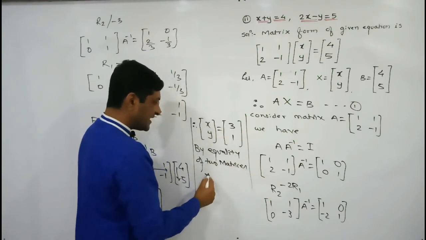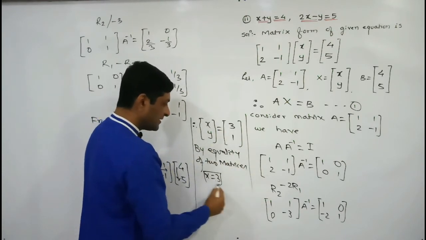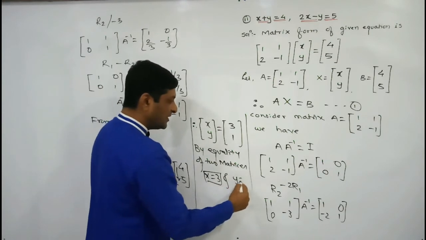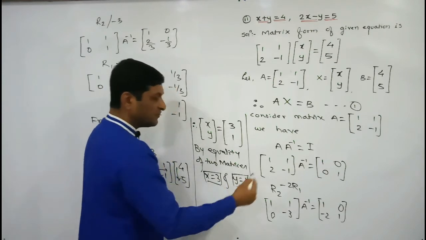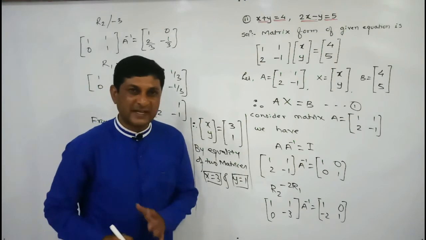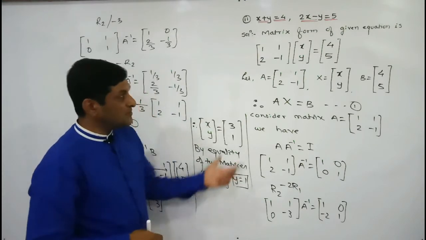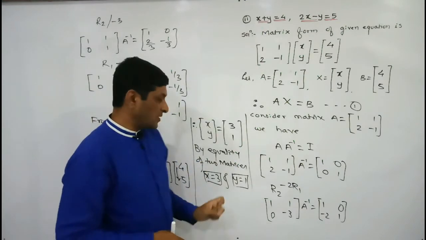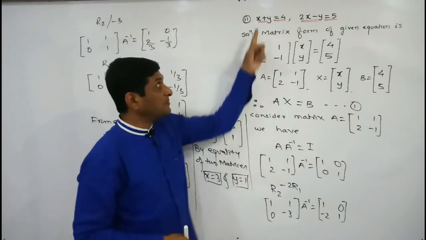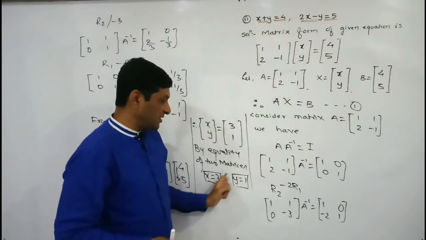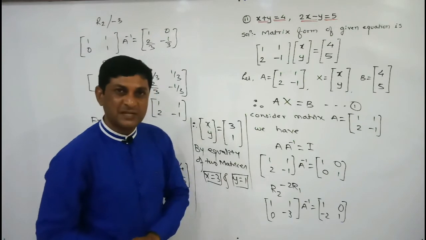What we will get? X will be equal to 3 and Y will be equal to 1. And in this way we have got our required values of X and Y. Let us check whether these values satisfy this equation or not. Addition of X and Y should be 4. Yes, 3 plus 1 is 4. Means the first equation is satisfying.